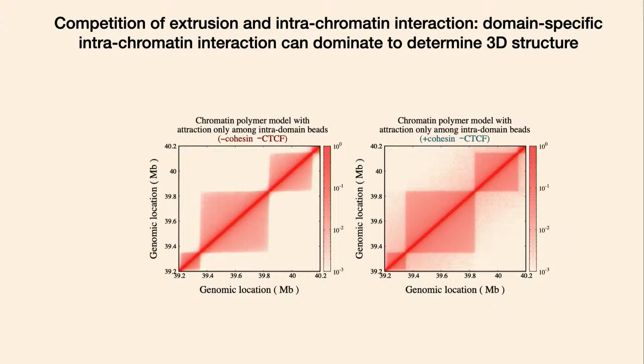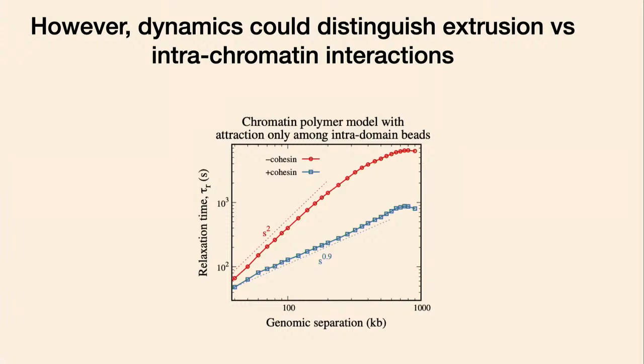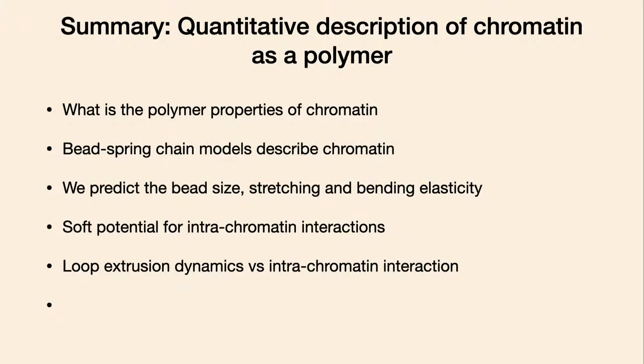But if you look at the dynamics, for example the relaxation time versus genomic separation, then the extrusion would matter, and depending on the way you extrude, you can get different results even if there is a condensate. So we claim that dynamics could distinguish extrusion versus intrachromatin interaction, while structure alone may not. Average static structure may not. So with this I will stop.